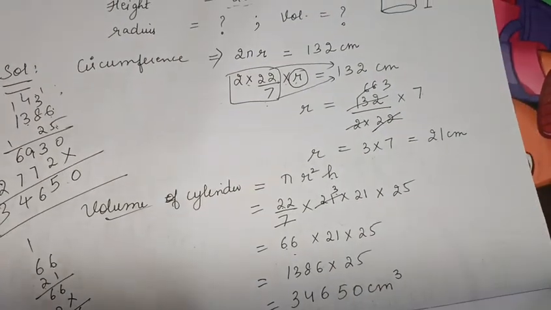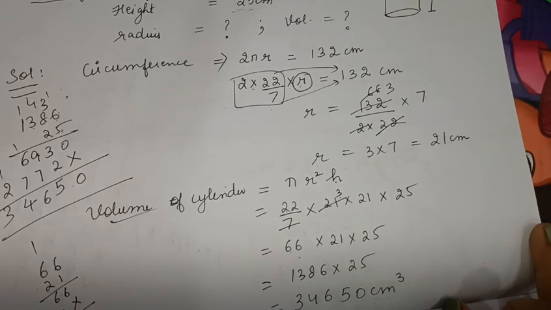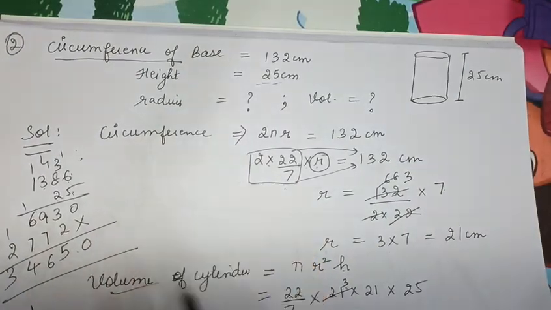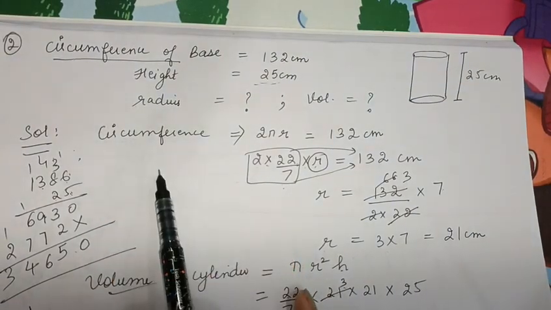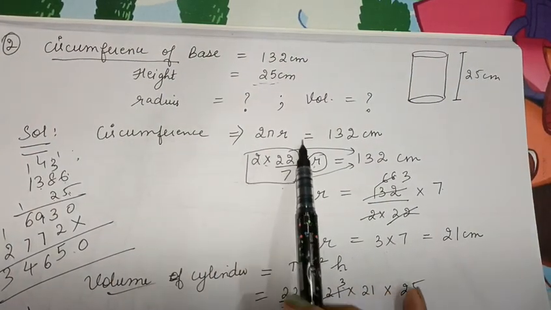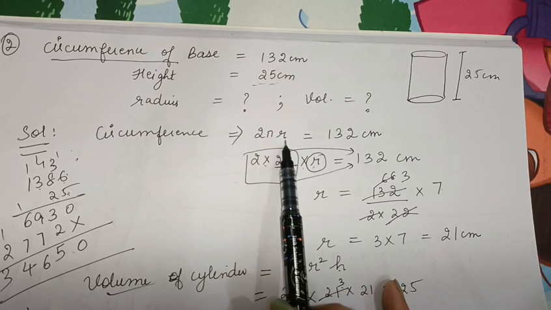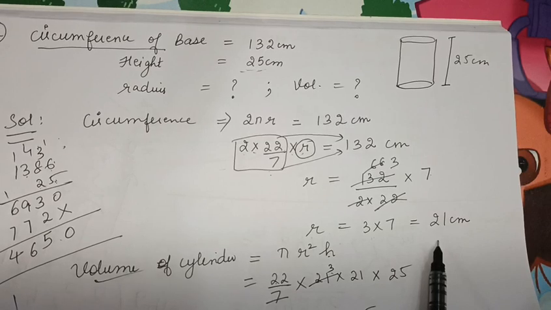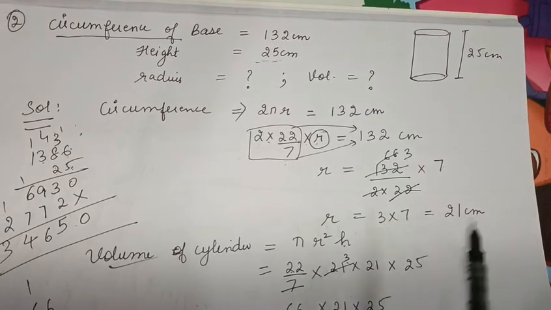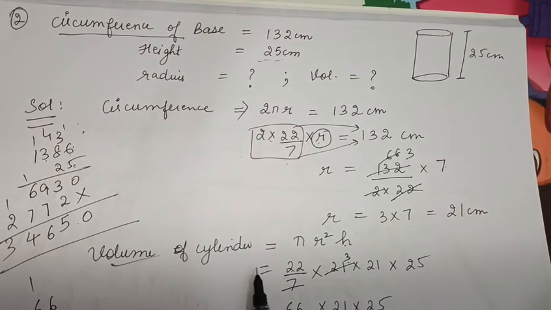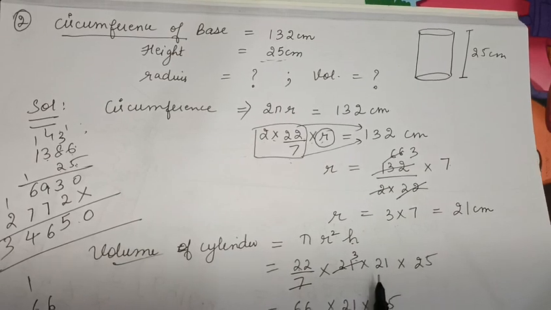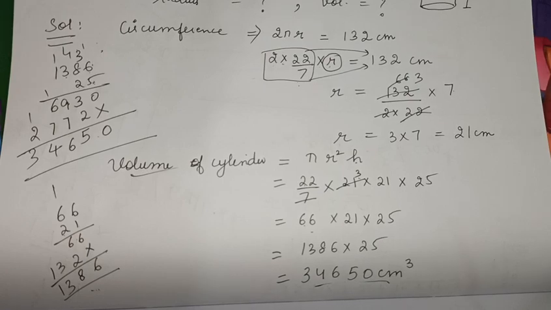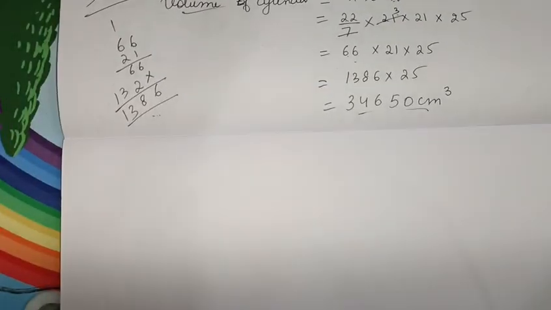So with this, the question is completed. It was a very easy question. First of all, circumference and height of the cylinder were given to us. Anytime circumference is given, we use the formula 2 pi r and find the unknown thing. Here r was the unknown, so we found r as 21 centimeter. After finding r, we applied the direct formula for volume of cylinder and found the volume. Now let's do the next question.